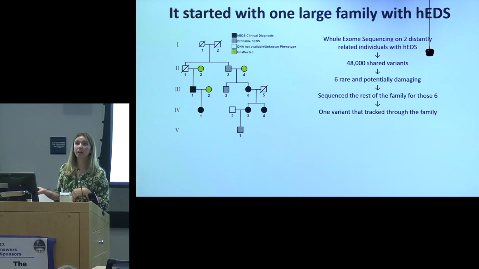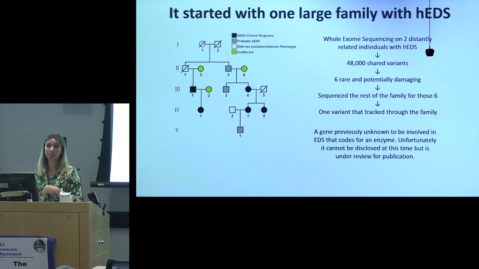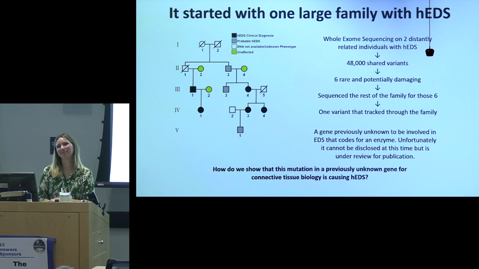So when we did that, there was one that tracked, and this was in a gene previously unknown to be involved in connective tissue biology, codes for an enzyme, and unfortunately I can't tell you exactly what that is at this time, but hopefully soon. Hopefully you'll see a paper coming out of this and everyone can learn about it then. But I always like to remind people, even if you knew what it was right now, it would not change anything about your care or anything like that.